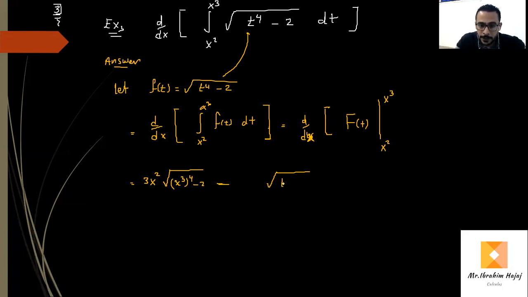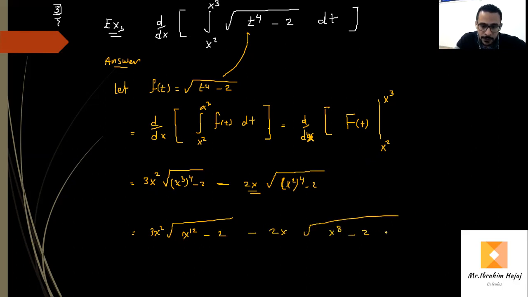Here again, let me write it here. x squared to the power of 4 minus 2, and multiply by 2x, which is the derivative also of x squared. This is in short. So write your final answer as 3x squared, radical, x cubed to the power of 4 gives x to the power of 12 minus 2, and then minus 2x radical x to the power of 8 minus 2. So this is your final answer.